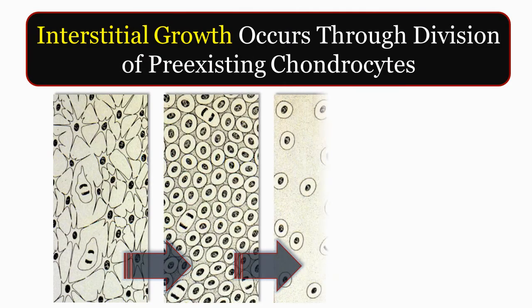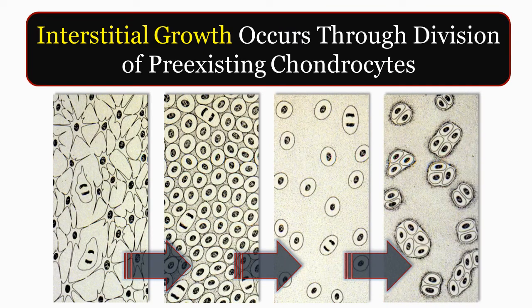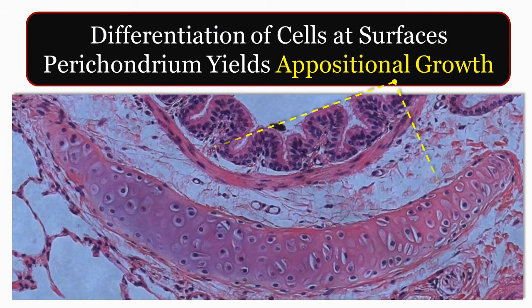Cartilage has two types of growth. Interstitial growth, shown here, is where the cells divide within cartilage itself, and they produce isogenous groups, as many as 8 cells derived from one. So it's from within. The second type of growth is appositional growth. It occurs on surfaces whereby cells differentiate from mesenchymal cells in the perichondrium to produce chondroblasts.